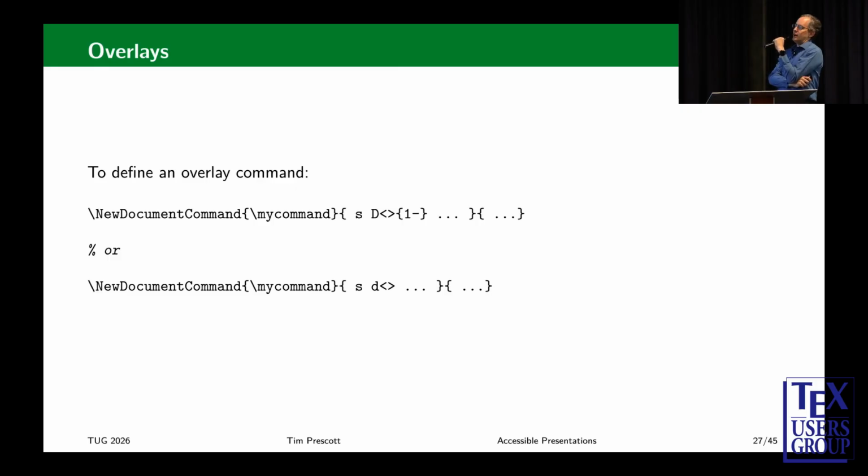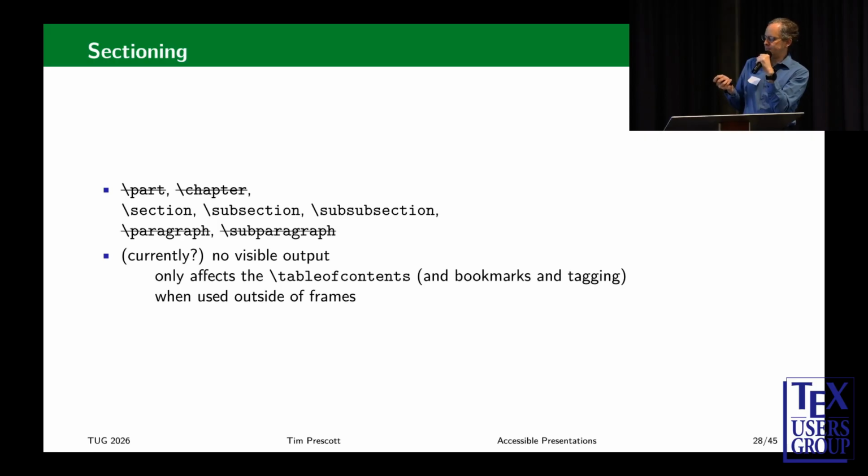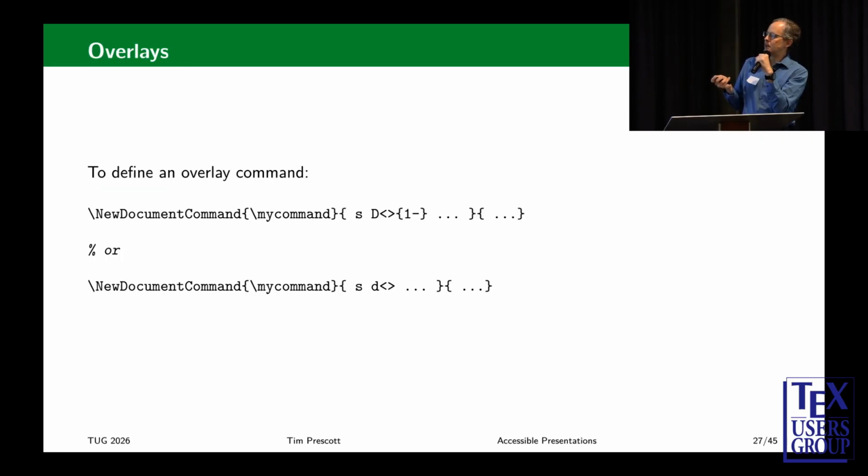Okay. If you want to define your own overlay command, we're using the xparse syntax, the LT command syntax. So if you want to have a star, we throw in the S. And then what makes this an overlay command is that you can have a lowercase d if you need to supply what is my slide specification, or an uppercase D and then the angle brackets, and then a default if you want to have a default if you don't supply an argument specification.